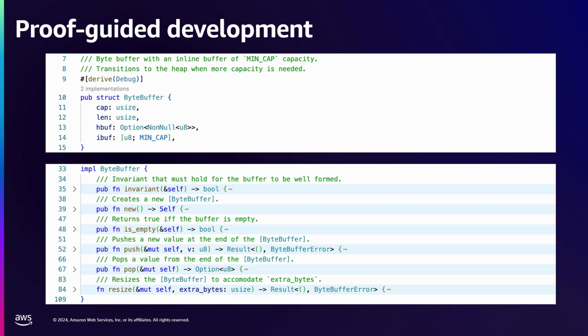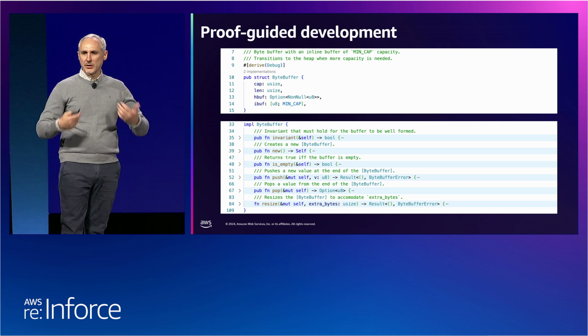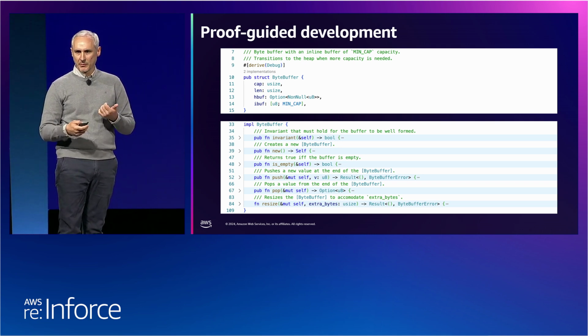And a key notion here is the invariant. So for your type to be well behaved, you want some properties to hold all the time, like the used capacity should always be less than or equal to the actual allocated capacity. And you're only going to transition to the heap when you've actually run out of space, which means as long as the used capacity is less than the inline capacity, you don't want a heap pointer, but then you want to allocate on the heap. So that would be the invariant you're trying to maintain on the data structure. And then what you want is to establish the invariant when you create the object, and then you want to maintain it as you push and pop from the buffer.